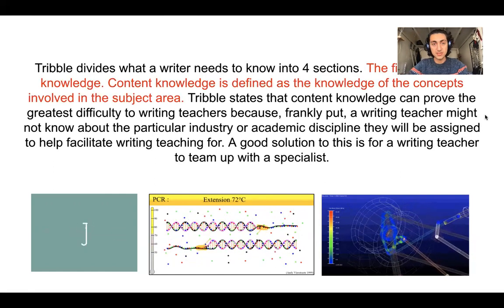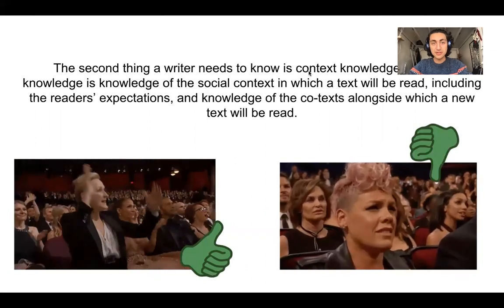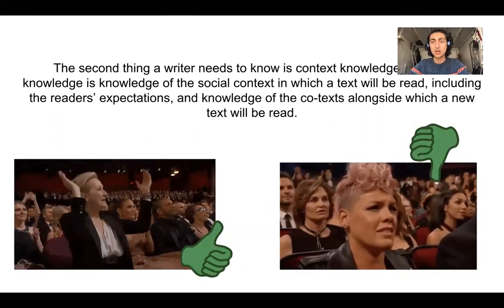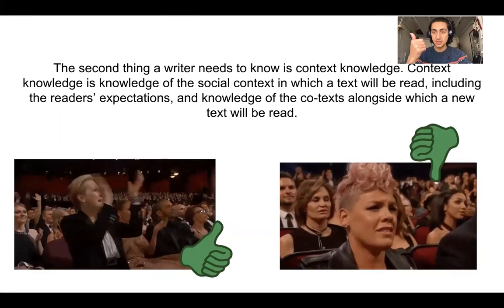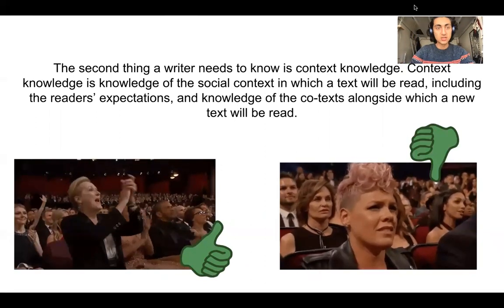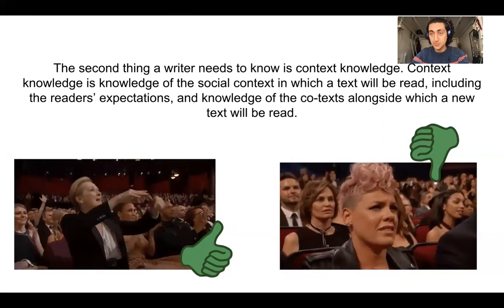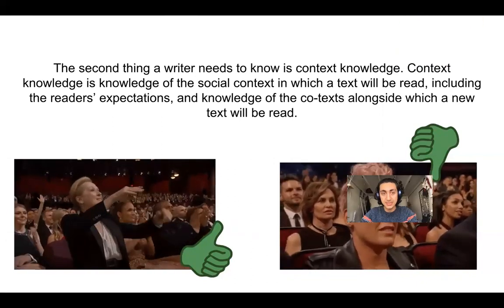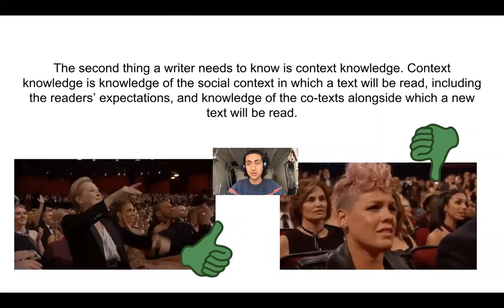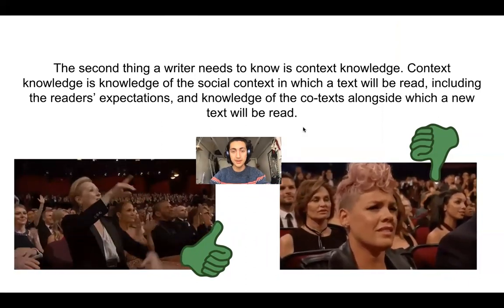So first, content knowledge. The second thing a writer needs to know is context knowledge. So first, content, second, context. Context knowledge is knowledge of a social context in which a text will be read, including the reader's expectations and the knowledge of the co-texts alongside which a new text will be read.